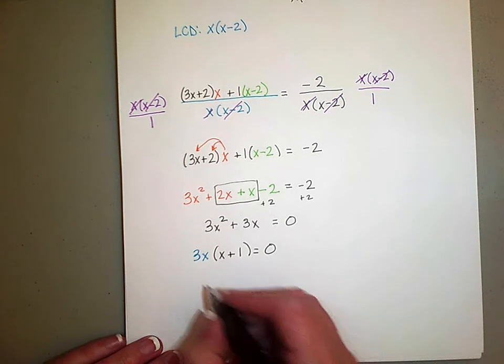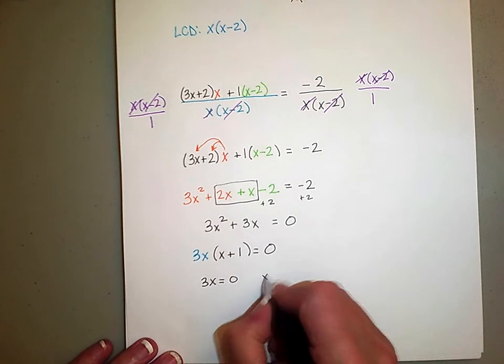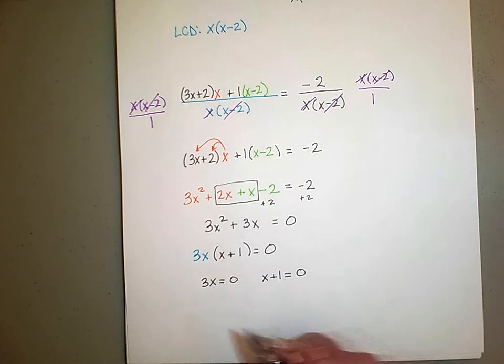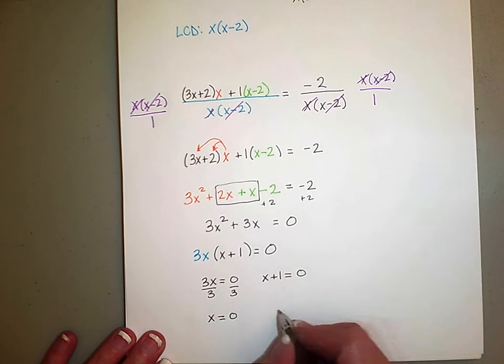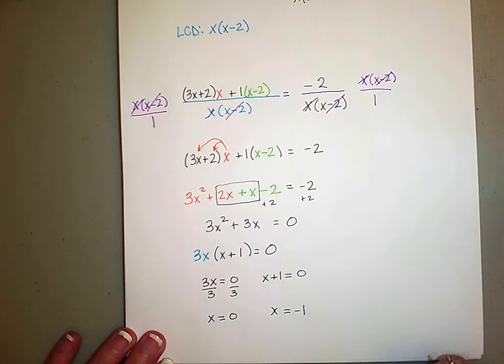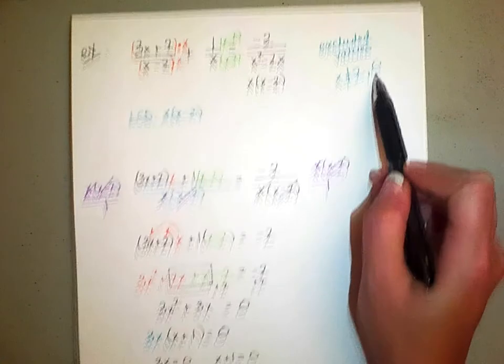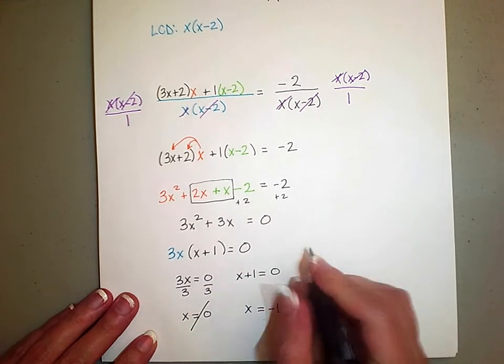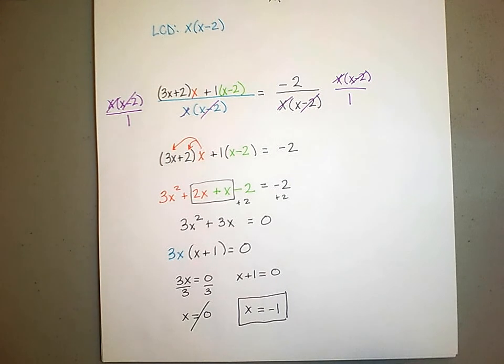Now it's fully factored and we can use the zero product property. So it's either that 3x is equal to 0 or x plus 1 equals 0. So dividing by 3, we have x is equal to 0 or x is equal to negative 1. And these are our two possible solutions. We want to double check these to make sure that they're not one of the excluded values. And 0 is an excluded value, so we will throw this solution out. We only have 1 in this case, where x is equal to negative 1.